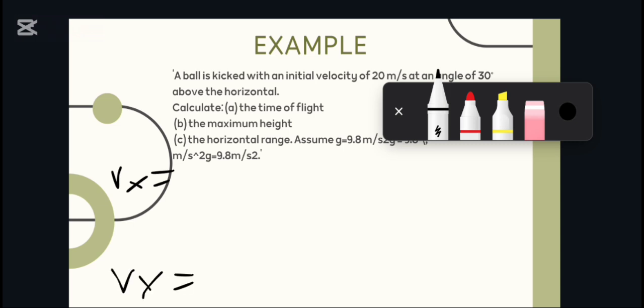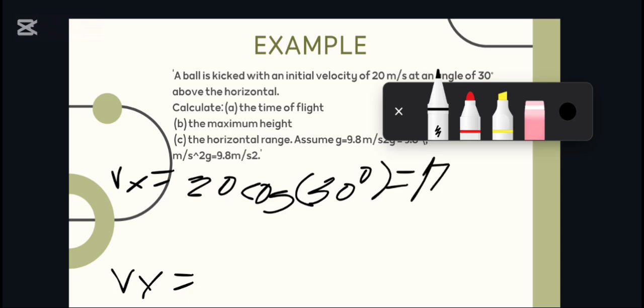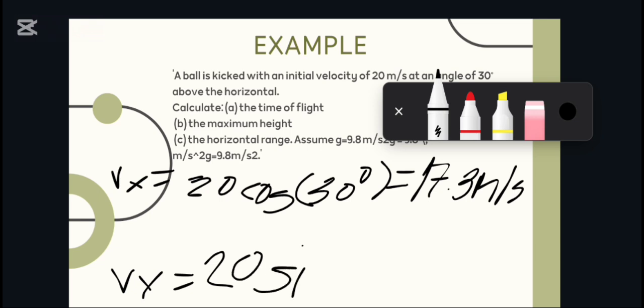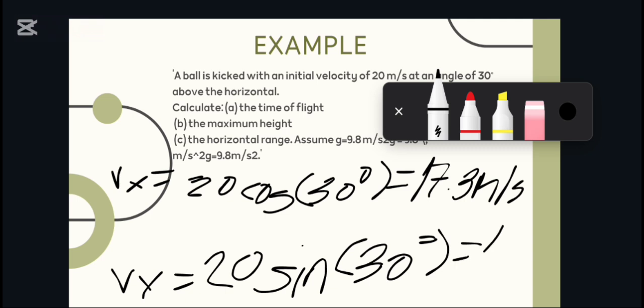In x, it is equal to 20 cosine of the 30 degree angle, and that gave us 17.3 meters per second. That is the velocity on x. In y, what is the velocity? Well, 20 sine of 30 degrees, that gave us 10 meters per second. Okay, we have the velocity in x and y.